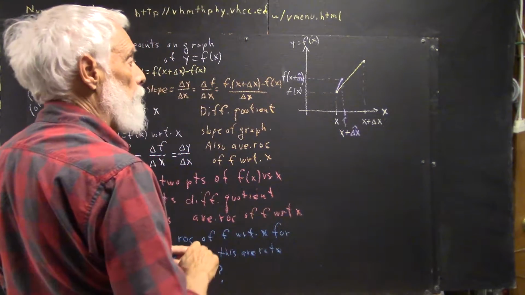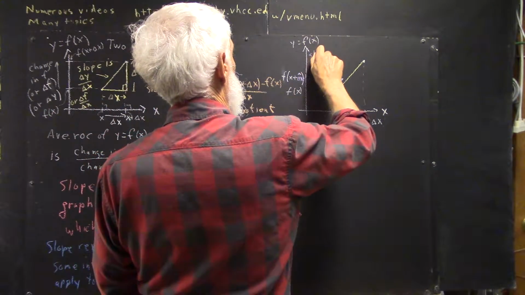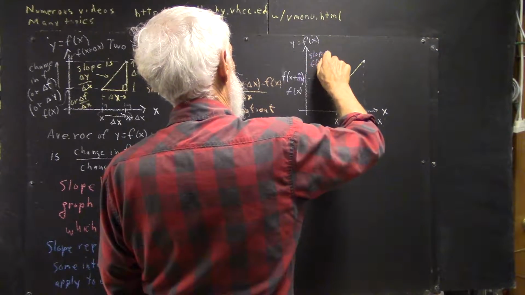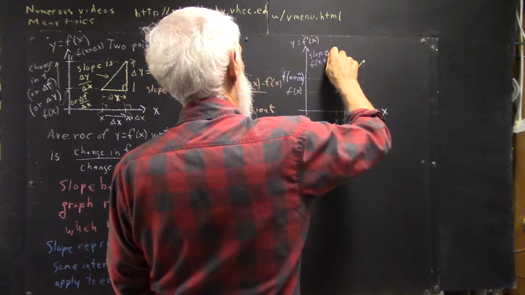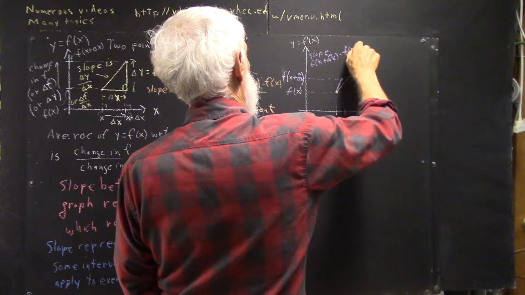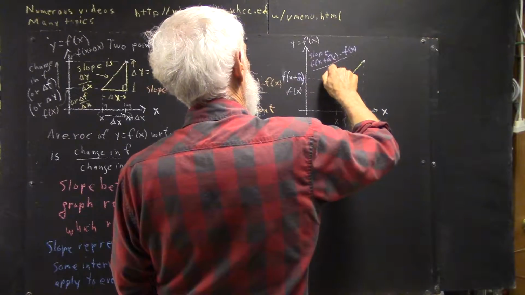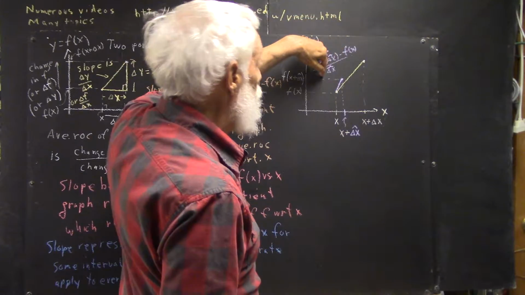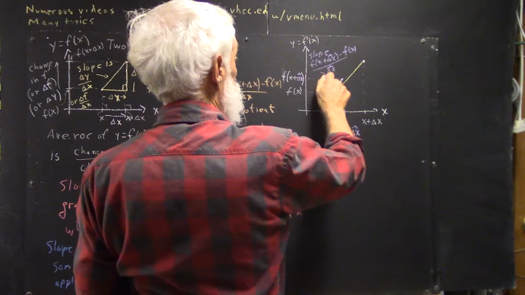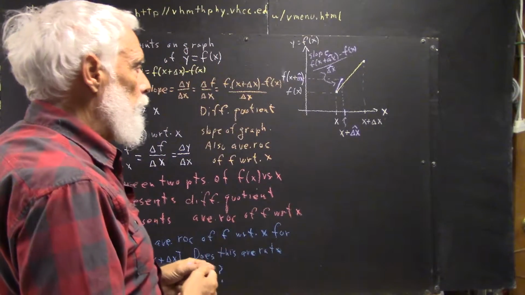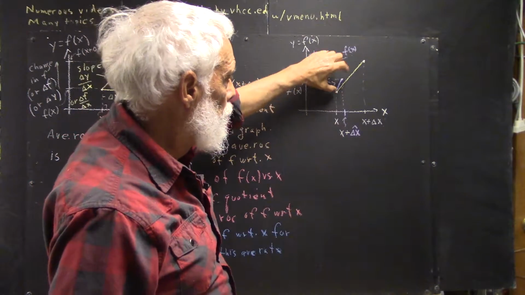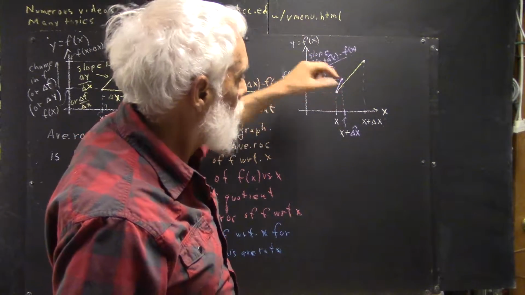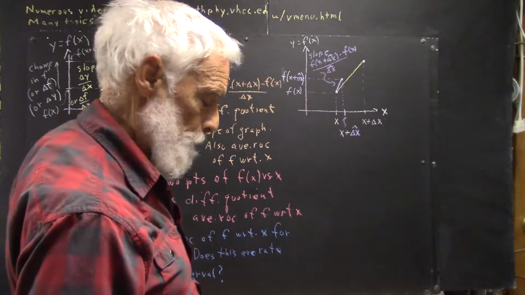So now the purple slope is (f(x + Δx̂) − f(x)) / Δx̂, and that slope is greater than the slope of this segment. And this slope represents the average rate of change of the function on this smaller interval.